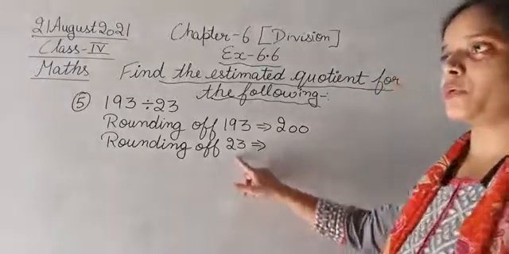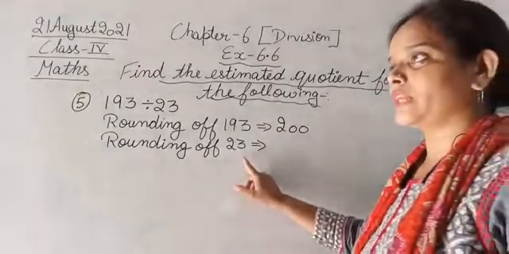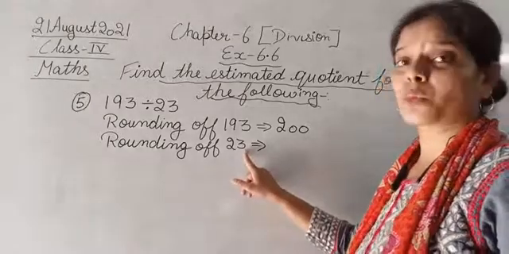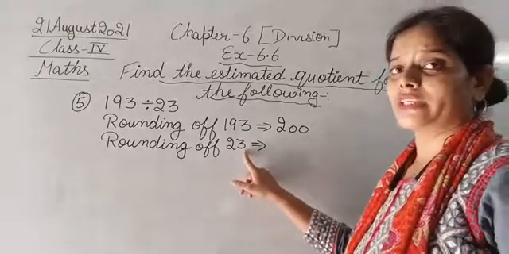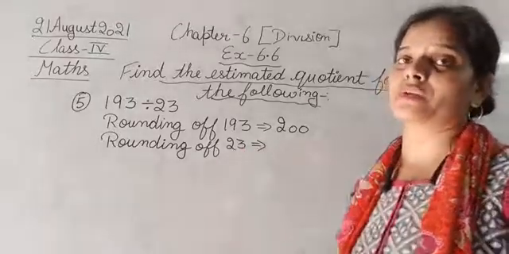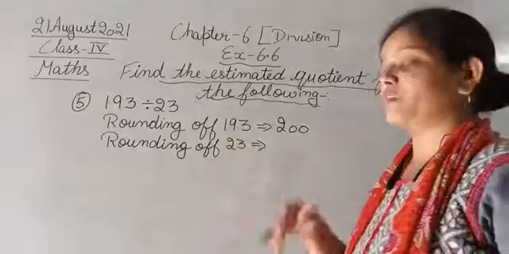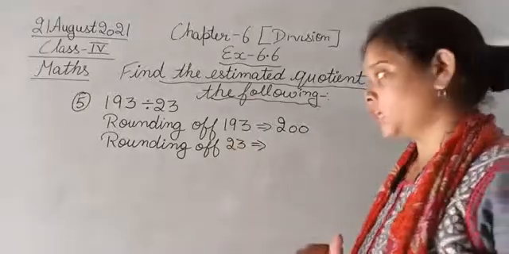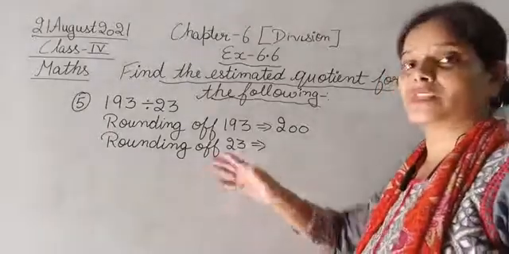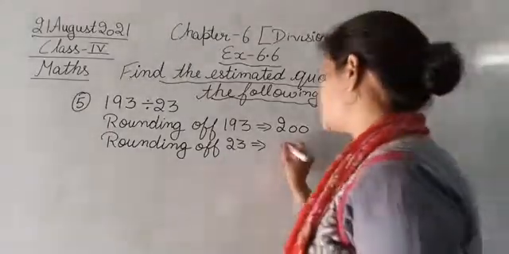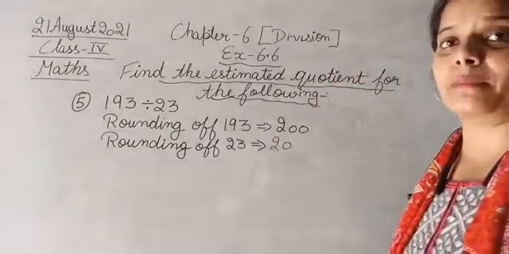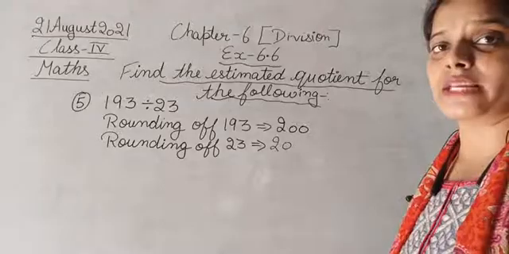So we are going to round it off to the nearest tens. We will observe the digit at the ones place. At the ones place you can see we have 3, and 3 is less than 5. So we will round it off to the previous tens, which is 20. So 23 will become 20 when we round it off to the nearest tens.